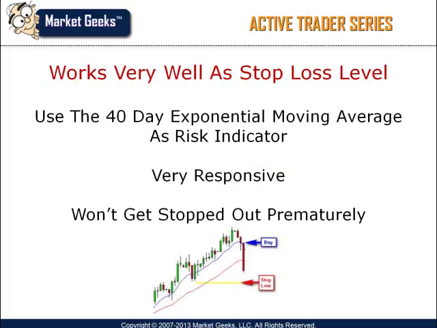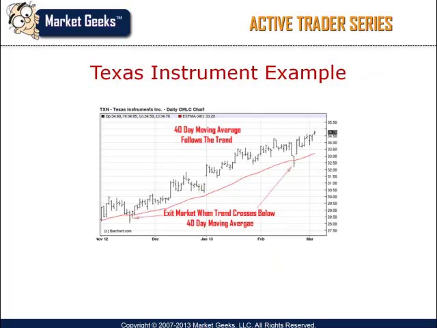The second reason why many professional traders, including myself, use the 40-day exponential moving average is because it does a wonderful job when used as a risk indicator or a stop-loss indicator when stocks or other markets are beginning to move away from the trend. Let me give you a few examples so you can see what I'm talking about. You can see how Texas Instruments comes down and the 40-day exponential moving average is used as a stop-loss indicator to exit the market once it crosses below the 40-day exponential moving average.